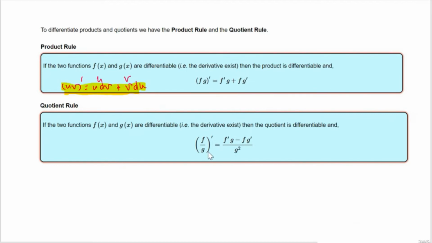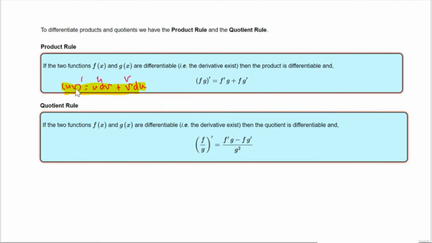Now, we have the derivative of the quotient: the derivative of f over g is equal to f prime g, which means the derivative of the first term, the derivative of the numerator times the denominator, minus the numerator times the derivative of the denominator, all over g squared.